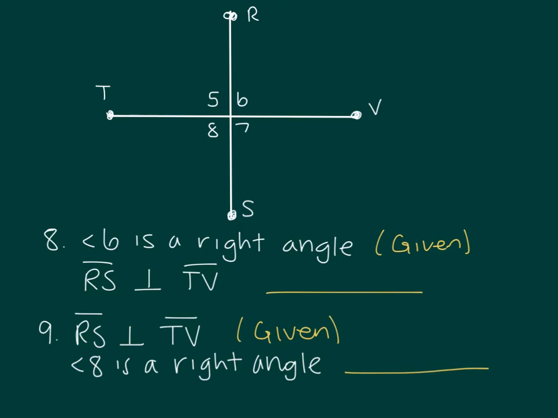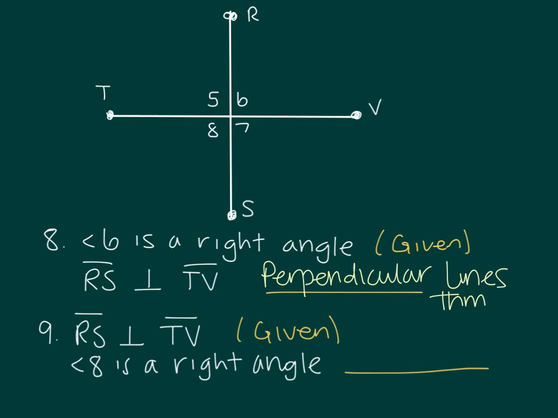Okay, so angle 6 is a right angle, that's given to us. So that means that if we look at RS being perpendicular to TV, what would be the reason for that? Well, the reason would be the perpendicular lines theorem. I'm just going to use THM as theorem.